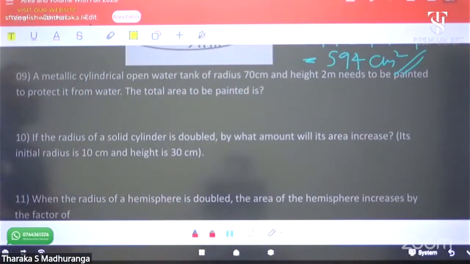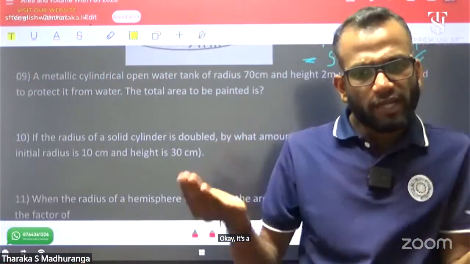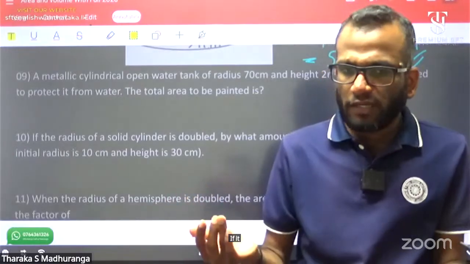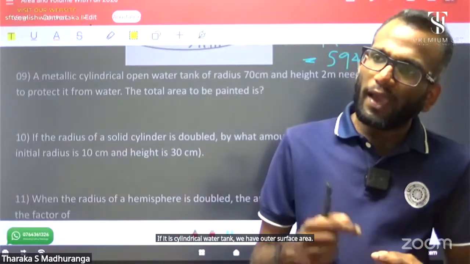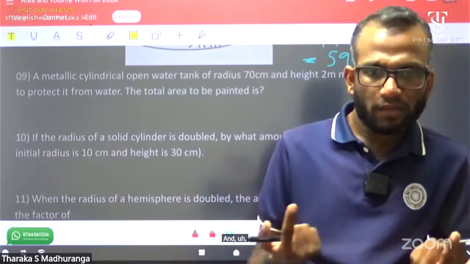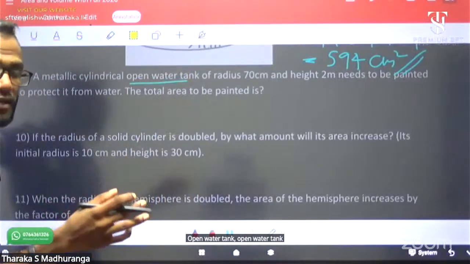Radius 70 centimeter and height 2 meter need to be painted to protect it from water. The total area to be painted. Okay, it's a cylindrical water tank. If it is a cylindrical water tank, we have outer surface area and open water tank. Open water tank means no lid. No lid.